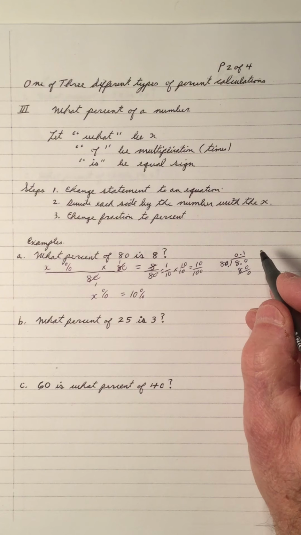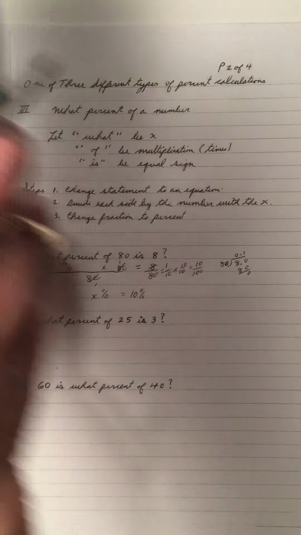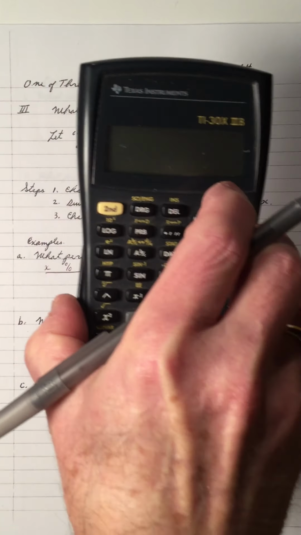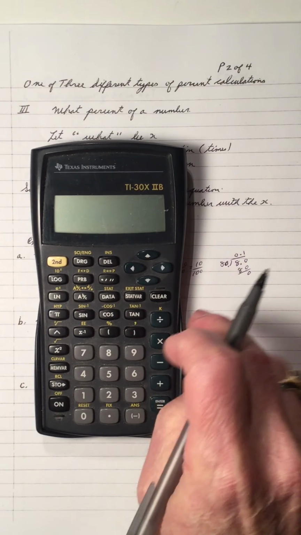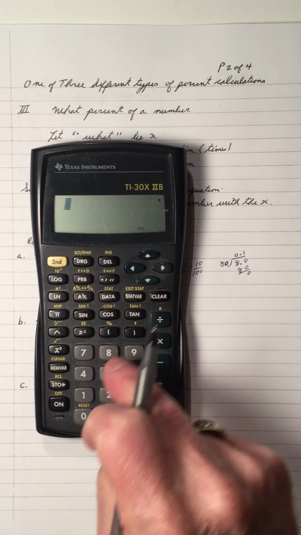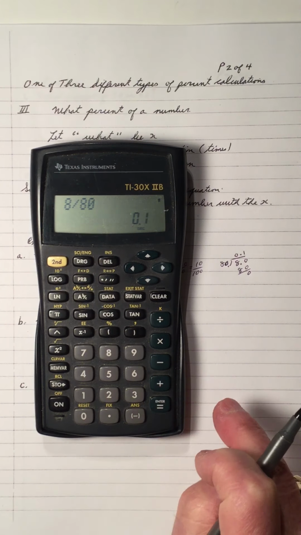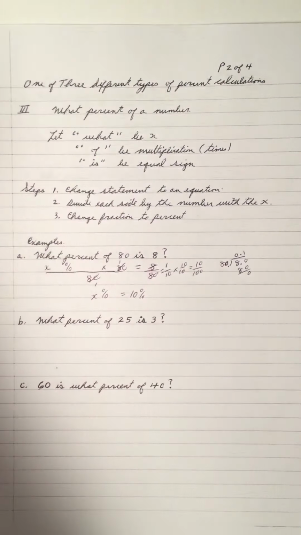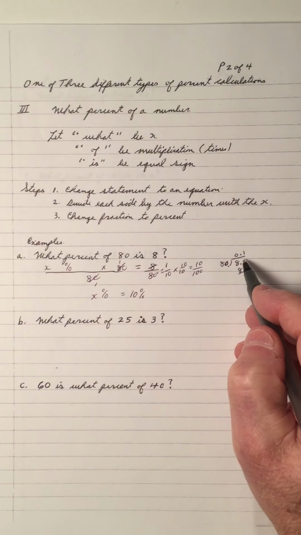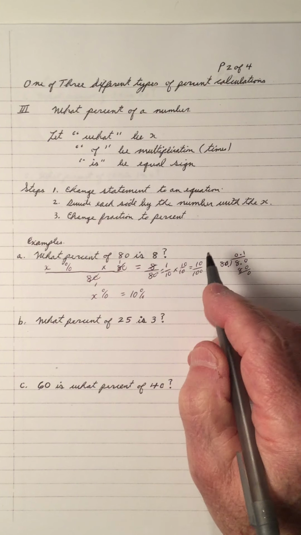Another way to do it would be to take your calculator and take 8 and divide by 80. If you take 8 and divide it by 80, then you get decimal 1. But again, I like to do the division. I like to work it out manually.